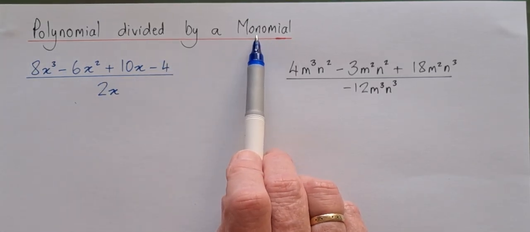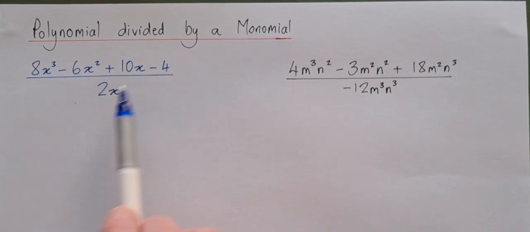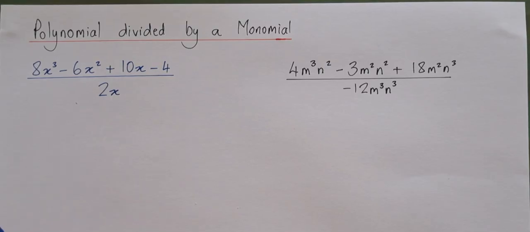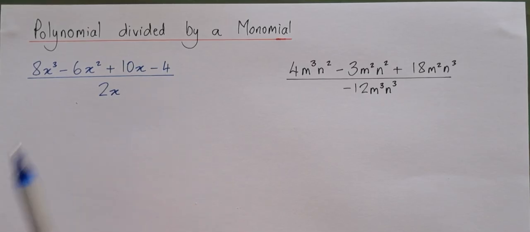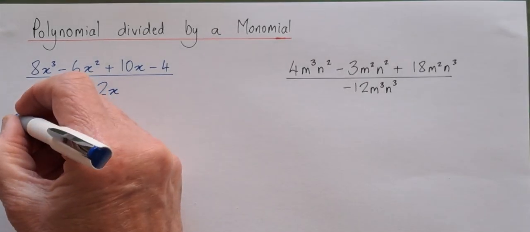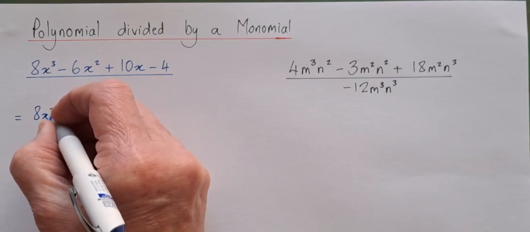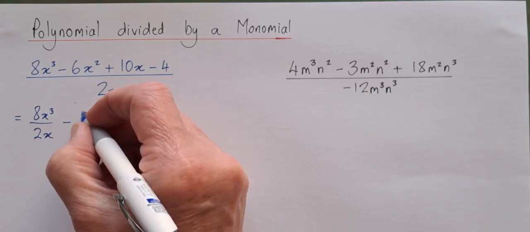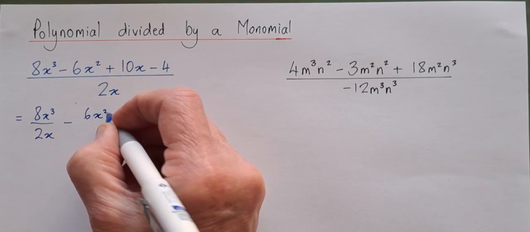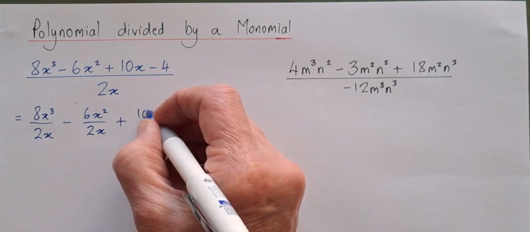And then mono meaning one, so we've been told that we've got a polynomial being divided by a one term, a single term. So what we need to do first is that we need to show that every single term in the numerator is being divided by that denominator. So we break it up first and we rewrite everything, except in this case we're going to now show that every single term is over 2x. So we just need to set that up first.